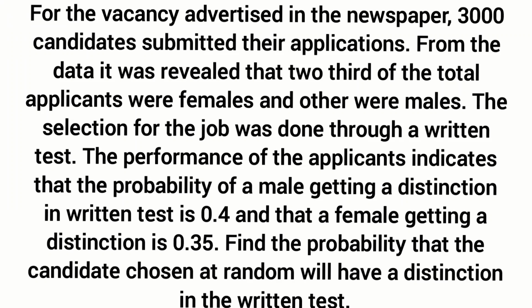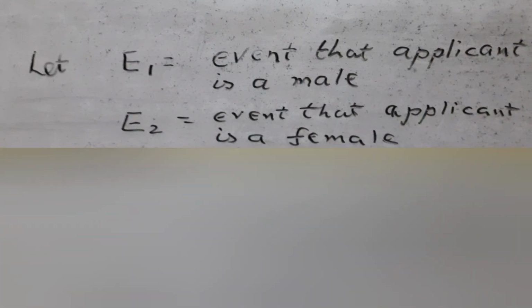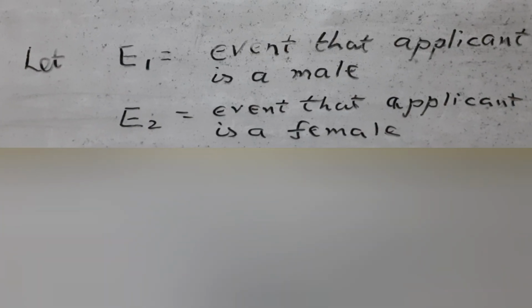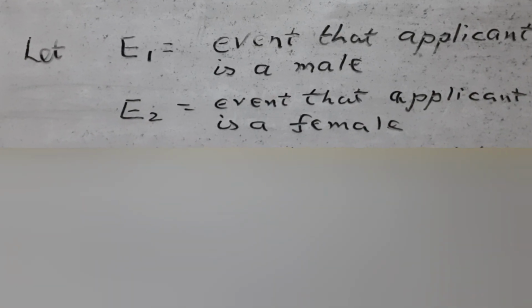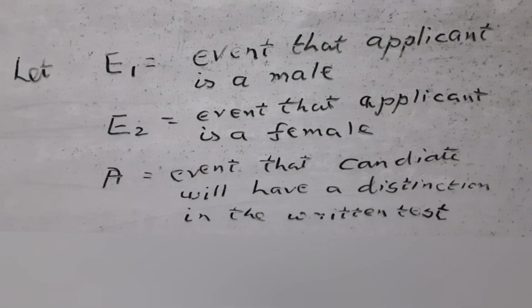In this question, we have been asked to find the total probability. So we start by defining E1 to be the event that the applicant is a male and E2 to be the event that the applicant is a female. Let A be the event that the candidate gets a distinction.